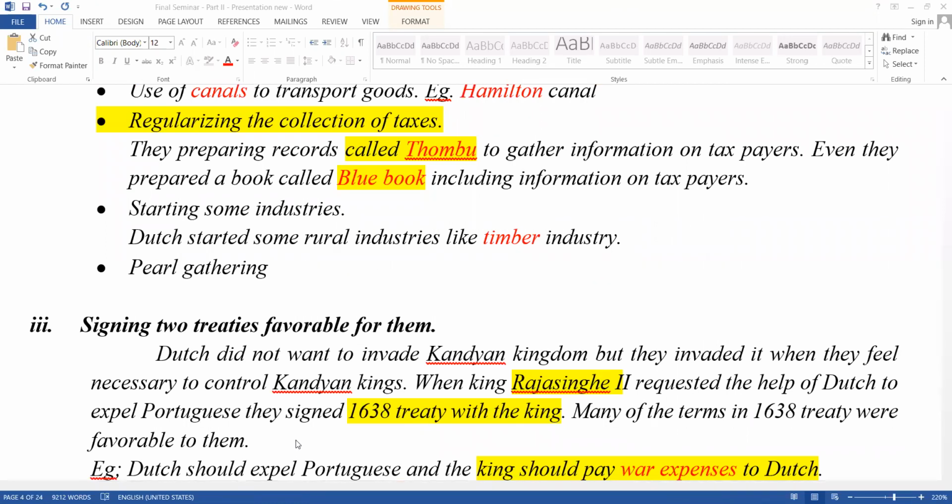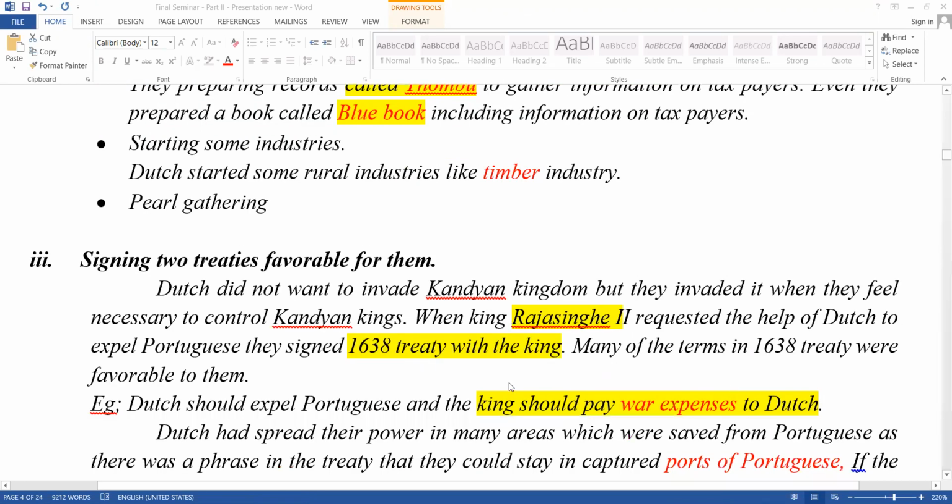Good. Fatima says 1638 treaty with King Rajasinghe II. When King Rajasinghe II requested the help of the Dutch to expel the Portuguese, they signed the 1638 treaty with the king. Okay. Many of the terms in the 1638 treaty were favorable for them. One example you can give? The Dutch should expel the Portuguese and the king should pay the expenses. I told you in every explanatory answer, there must be 3 facts. For 3 facts only they give marks. So this is a fact.